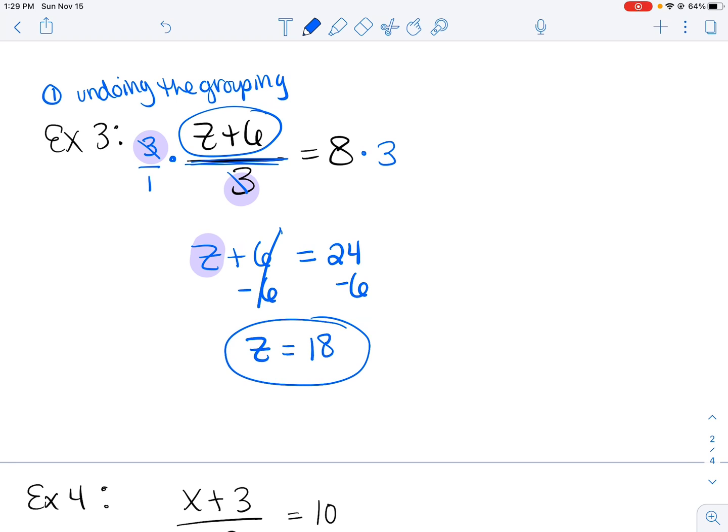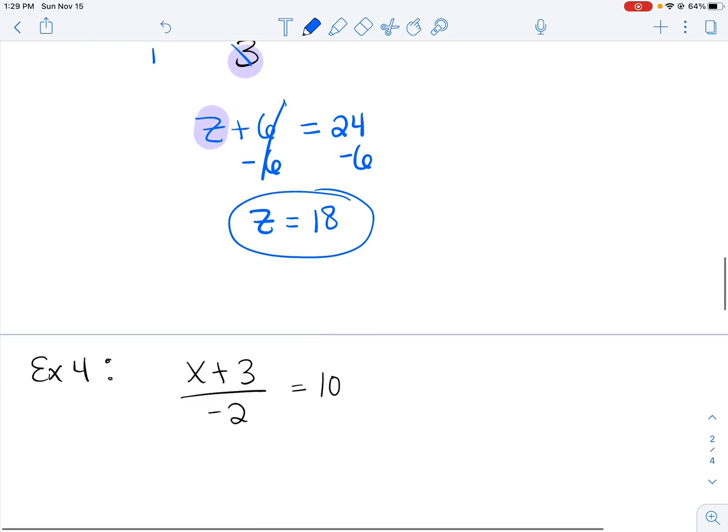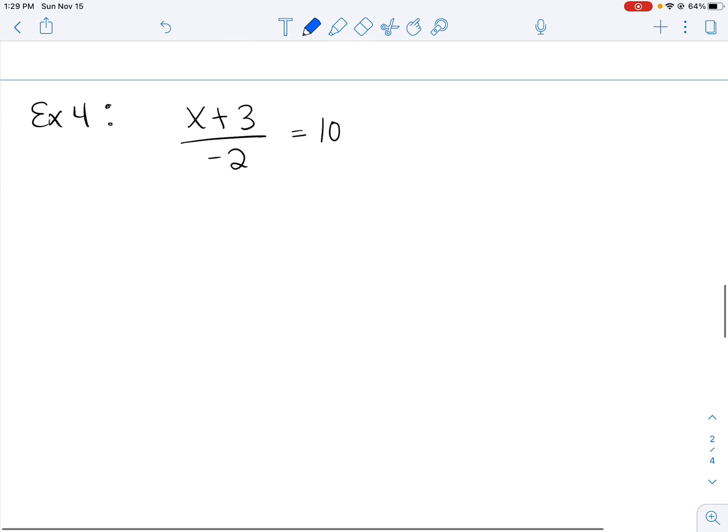All right. Again, check your answer if you want to make sure you're correct by substituting 18 back in for z. Let's do that one more time by dealing with x plus 3 divided by negative 2 is equal to 10. So I'm going to undo the grouping first. And I undo that. Well, again, we see division. So I'm going to undo it with multiplication.